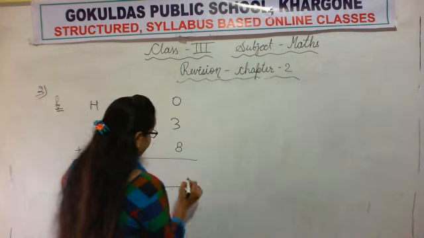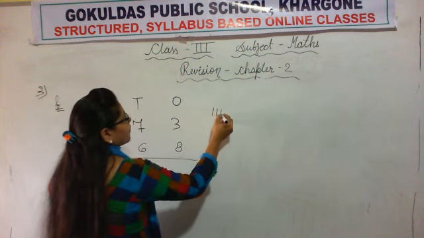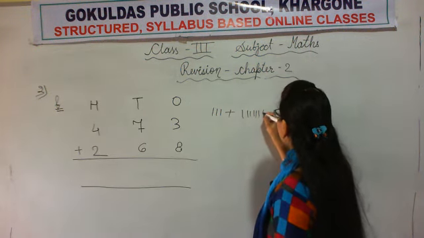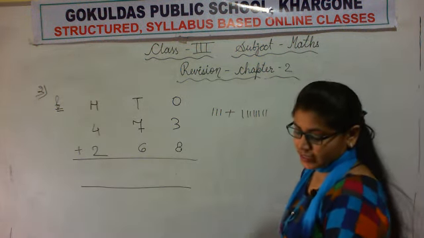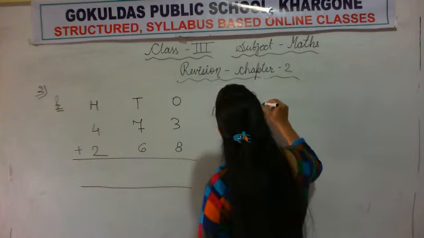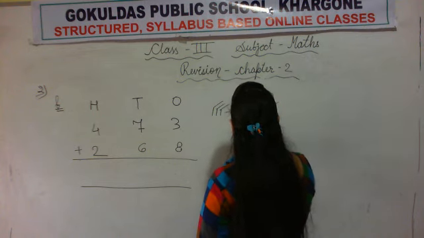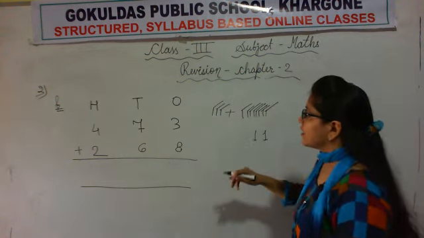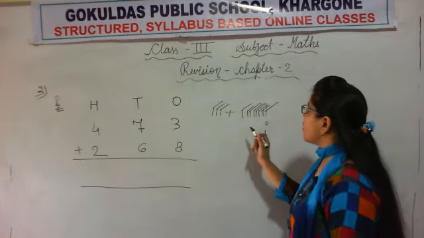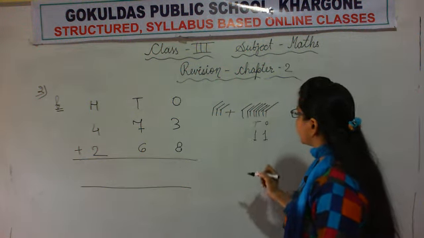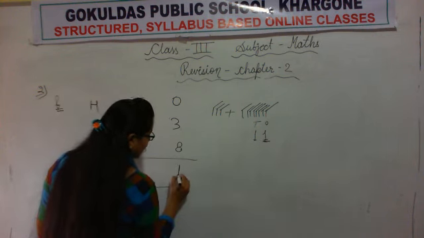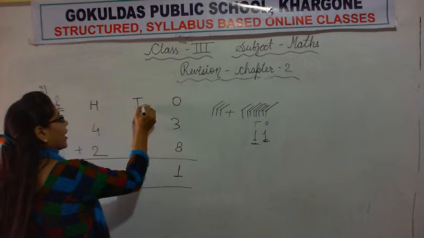So for that, let's start. 3 is there, so we will draw 3 sticks. Then 8 is there, so we will draw 8 sticks. Now let's count how many sticks are there. 1, 2, 3, 4, 5, 6, 7, 8, 9, 10 and 11. See, we got a 2-digit answer. Which column were we adding? We were adding ones, so we can write ones here. Or what comes after 1? Tens, so we will write tens here. Now we will write this one here and this one in the form of carry here.